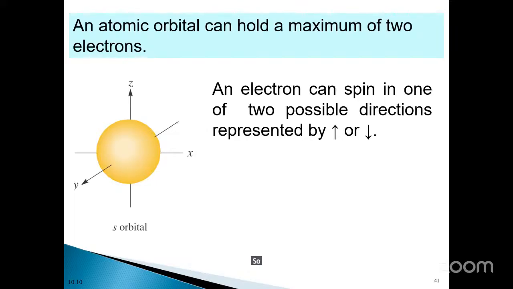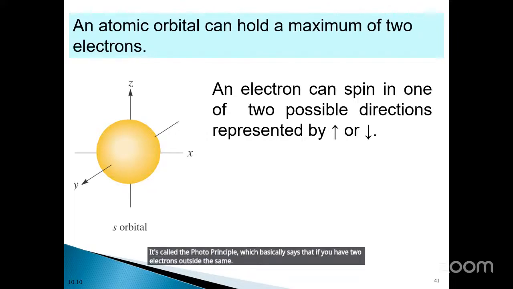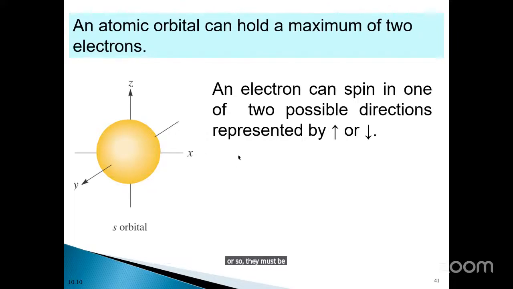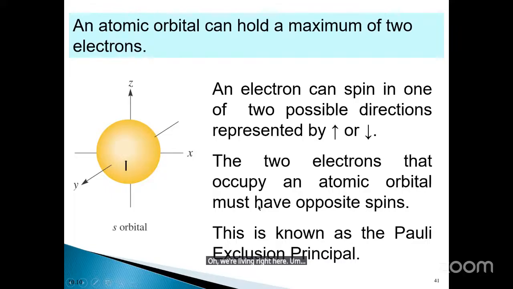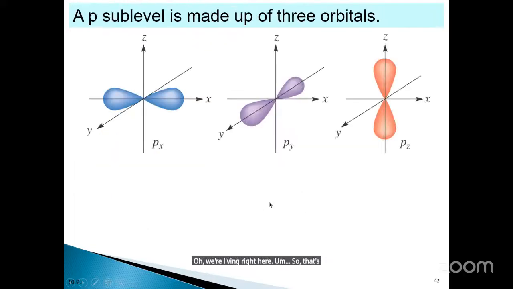So there's a rule which, for those of you who plan to do Chem 1, is called the Pauli exclusion principle, which basically says that if you have 2 electrons occupying the same orbital, they must be spinning in opposite directions. And there are reasons for that, which I won't go into right now. It's a bit above our level. So that's basically what happens in the case of the s subshell.